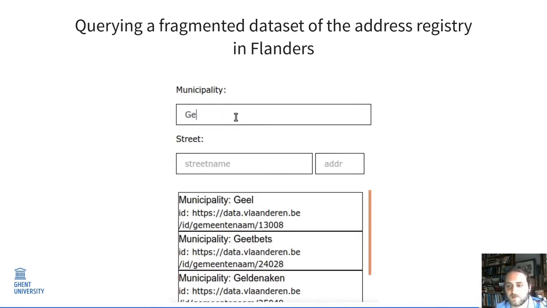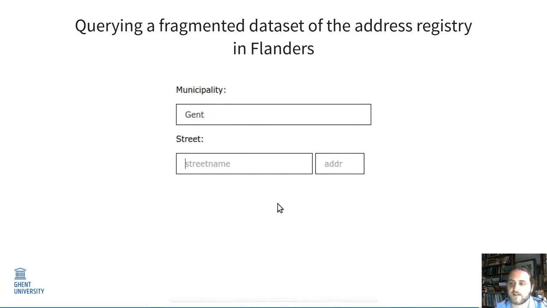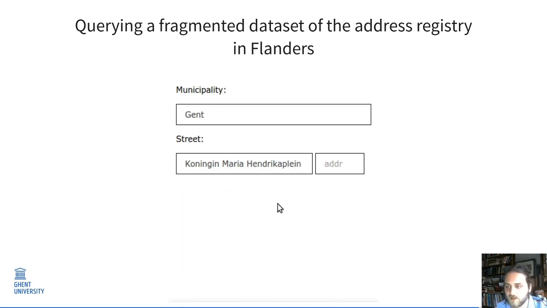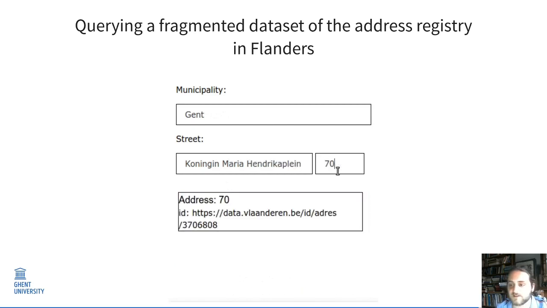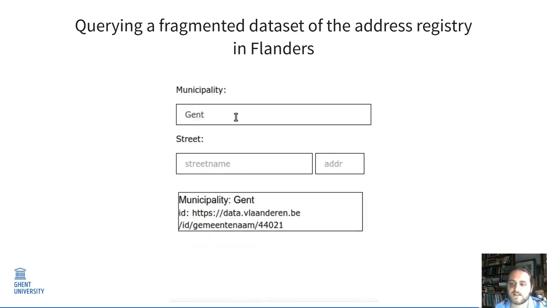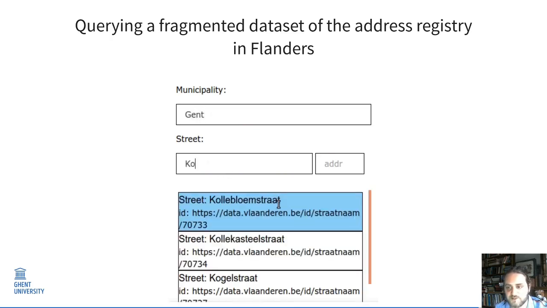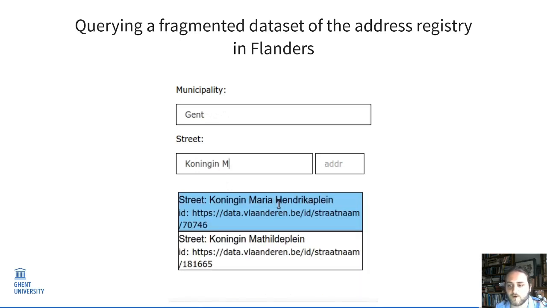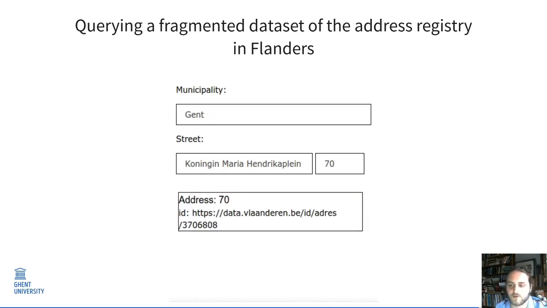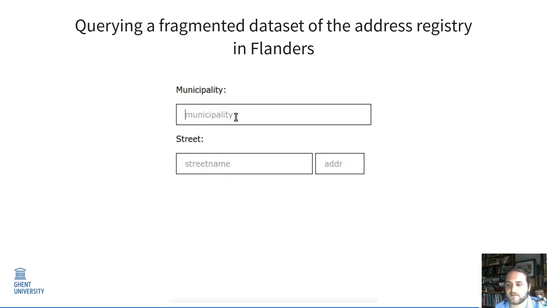So here we have an example that we made for the dataset of the address registries in Flanders, and we can see we provided a fragmentation over the municipality, and we provided a fragmentation over the street names of Flanders, and we can see that as the user is typing, the client will retrieve more and more results that match the user prefix, and so for an acceptable typing speed, the client can keep up with the typing to provide the results to the user.